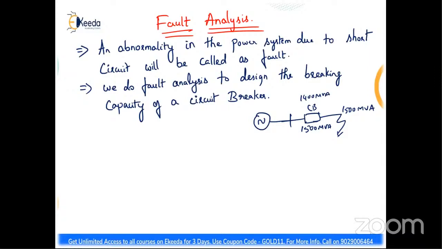To design the breaking capacity of the circuit breaker, after doing the transmission line, we have to analyze what are the types of fault and the possibility of the fault occurring. Suppose in this line there is a possibility of a 1500 MVA fault, then the circuit breaker should be designed for 1500 MVA, not 1400 MVA.